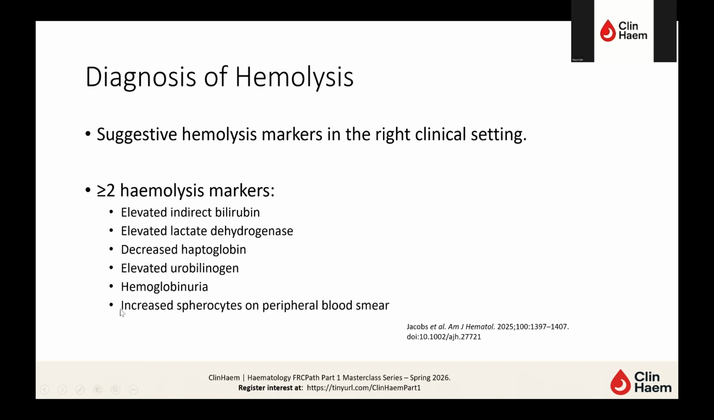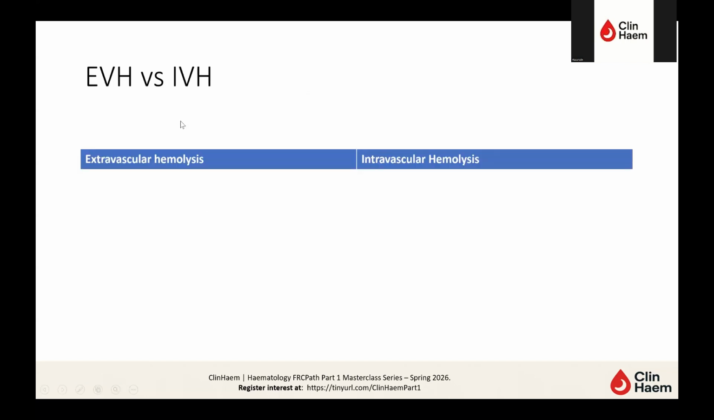In there, they've actually listed increased reticulocytes, but also elevated urobilinogen. So that's again a bilirubin breakdown product that you can check in the urine. Okay, so that is the basics of how you diagnose hemolysis. But actually, yeah, there's another one. So there are two main mechanisms of how hemolysis can happen: extravascular or intravascular hemolysis.